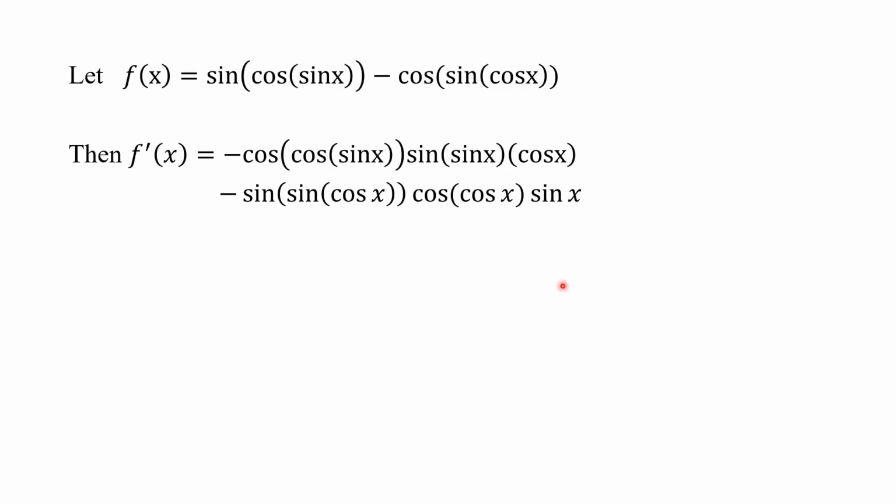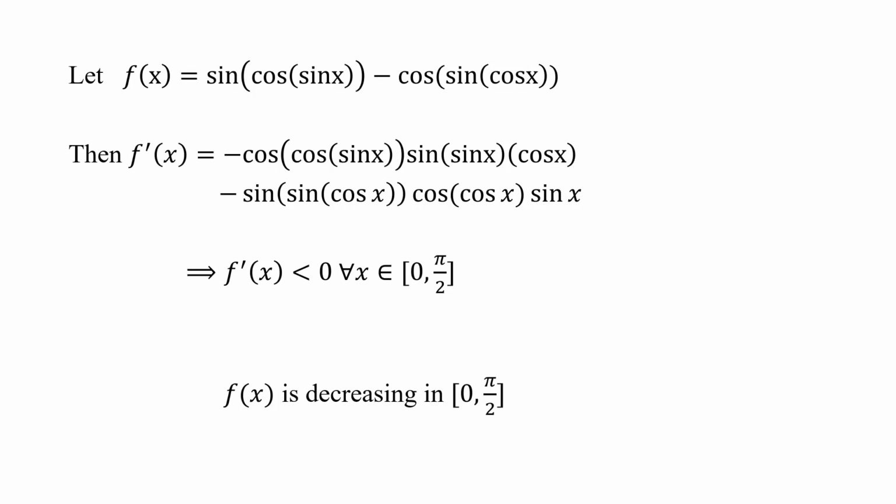Here one thing you can observe is that sin x and cos x are both positive. So sin of sin x, cos of cos x, sin of cos x, and cos of sin x are all positive. Here you can see one minus sign before the expressions. So you can conclude that f dash x is less than 0 in the interval 0 to pi by 2. So f of x is a decreasing function in the interval 0 to pi by 2.